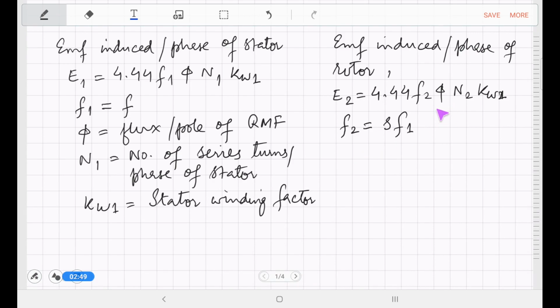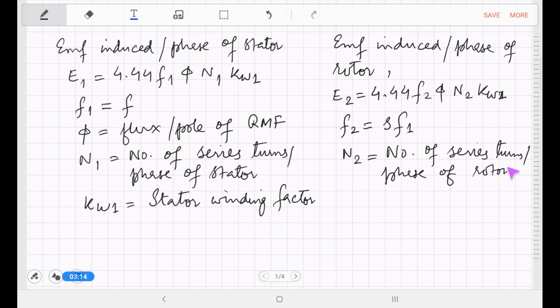Phi is again the flux per pole of the rotating magnetic field, because it is the same field linking both the stator and rotor windings. N2 is the number of series turns per phase of the rotor, and kW2 is the rotor winding factor.